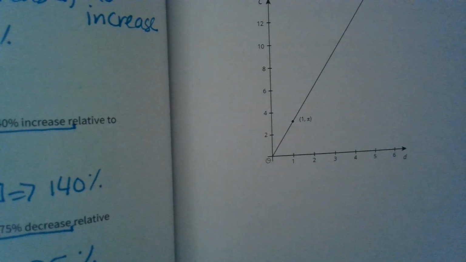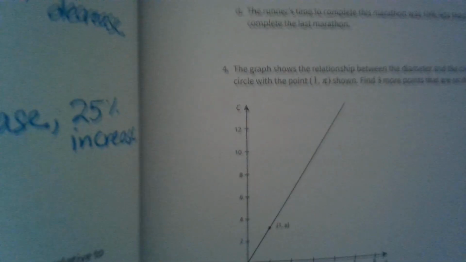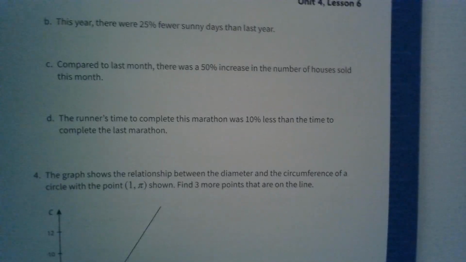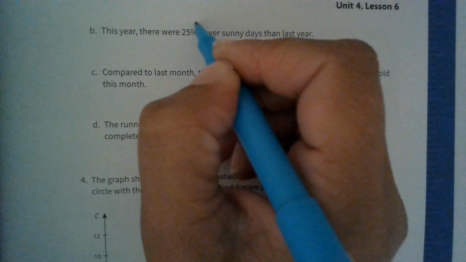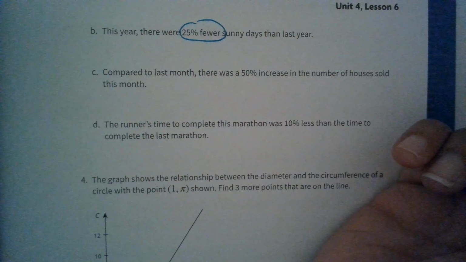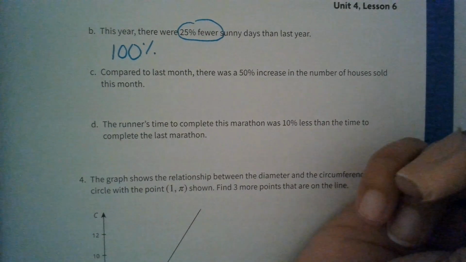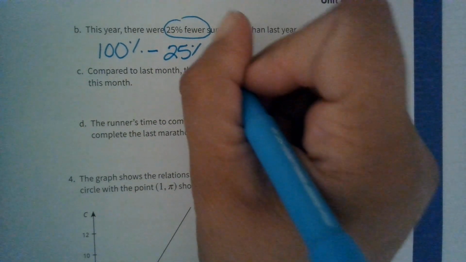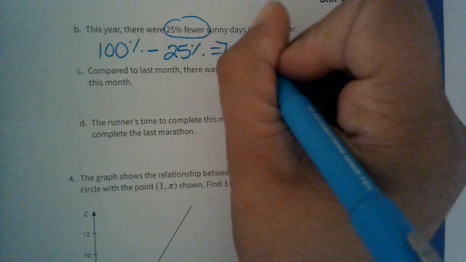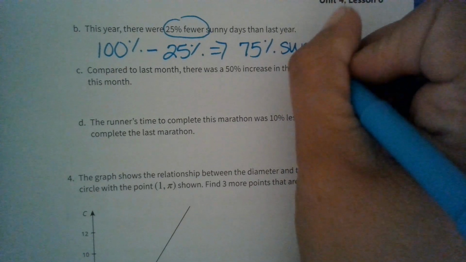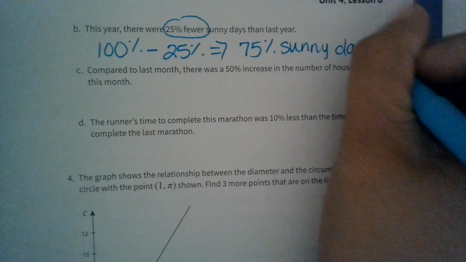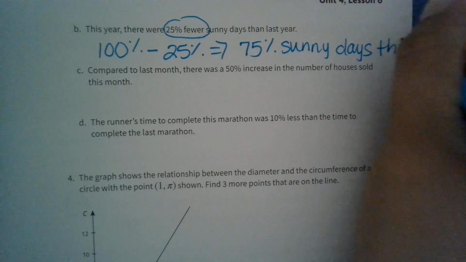So we're going to do the same thing for B, C, and D. Okay. This year, there were 25% fewer sunny days than last year. Well, I need to start at 100%. Fewer means I'm decreasing, so I'm going to subtract 25% from 100. And it should be 75% sunny days this year.